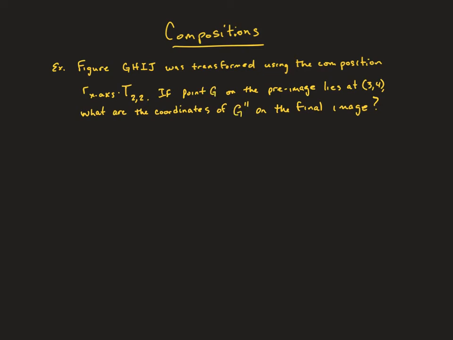If we look here, the figure GHIJ was transformed using the composition R x-axis T 2, 2. If point G on the pre-image lies at 3, 4, what are the coordinates of G double prime on the final image? So just looking at this, it is going to be rotating over the x-axis and then translating x values by a positive 2 and my y values by a positive 2.